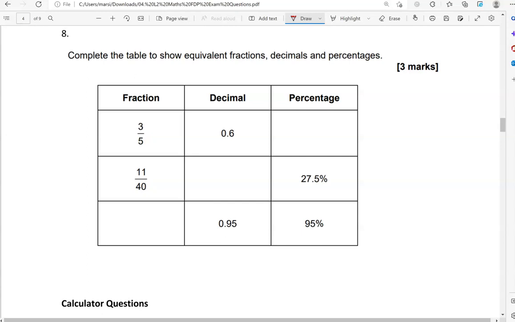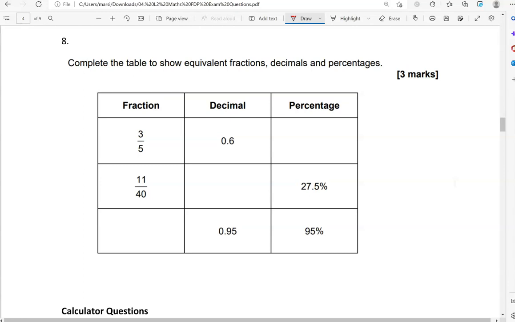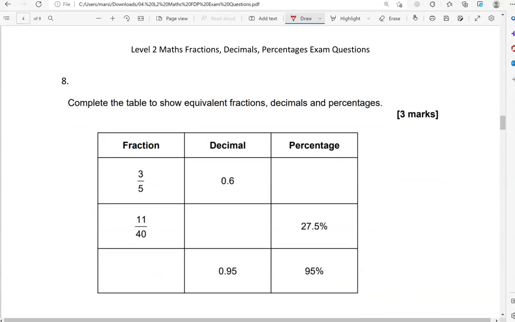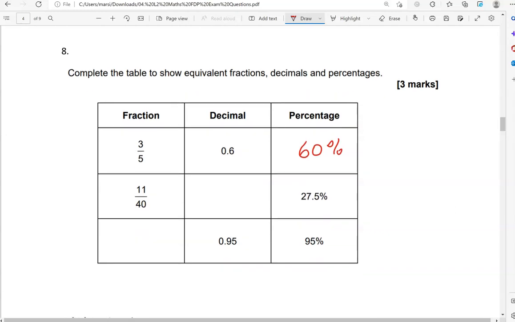Complete the table to show equivalent fractions, decimals and percentages. So 3/5, the one that we've actually just gone through, as a decimal that was 0.6. As a percentage, again, because it was 60 pence, it's going to be 60%. We've got 11/40. As a percentage, that is 27.5%. Again, imagine if you had 27.5 pence. You'd write it as 0.275. Or you could think of dividing this 27.5 by 100, so you're moving the decimal point 2 places to the left. Looking at the final one, we've got 95%, which is 0.95, and it's also 95 out of 100.